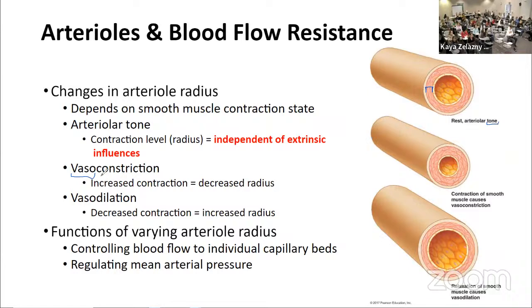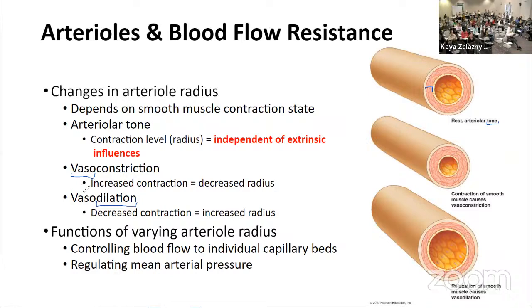Vasodilation is going to be the opposite. So with vasodilation, we're starting at rest with this arteriolar tone, not all the way out as big and loose as we could get. So when we have vasodilation, we uncontract, we dilate, just like you could dilate a pupil, right? So we dilate that vessel, making it bigger, increasing the radius, decreasing the resistance, increasing flow.